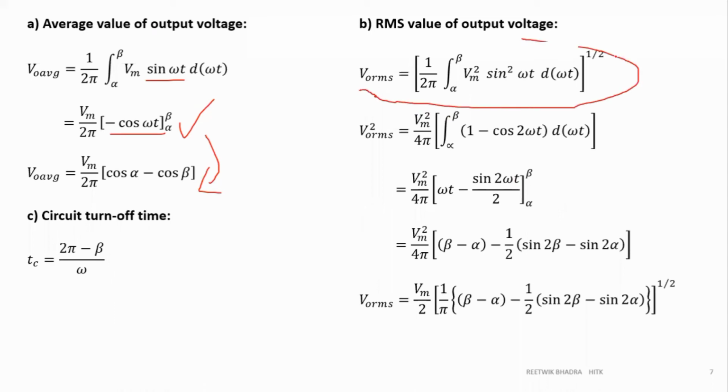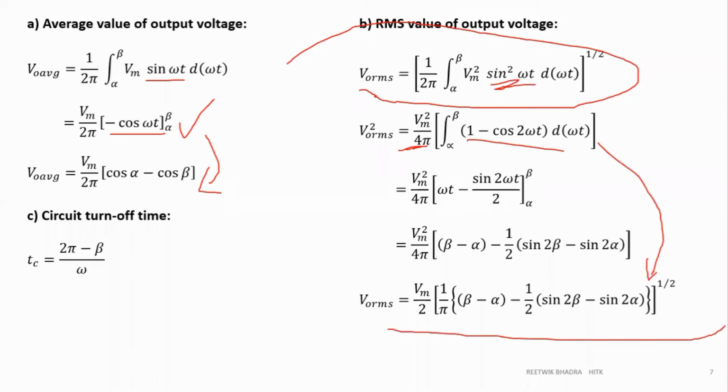Then the RMS value of your output voltage. Again, same thing, only that it is sine square. So this becomes 1 minus cos 2 omega t by 2. 2 into 2 becomes 4. Then follows the integration. See, RMS values are large expressions.